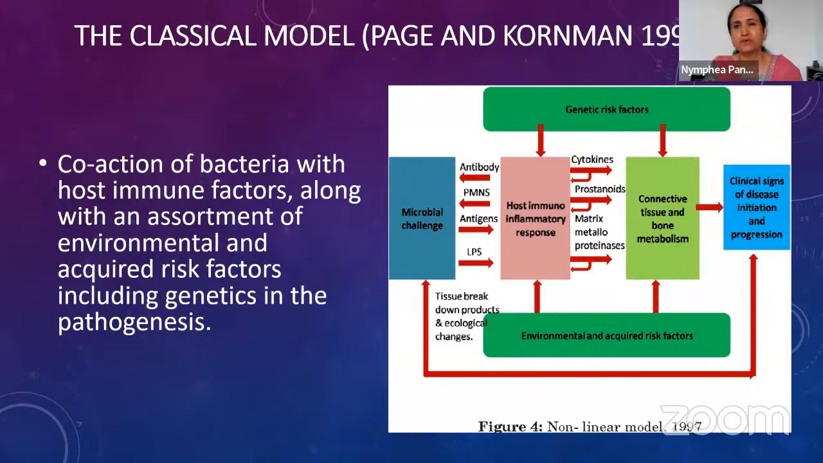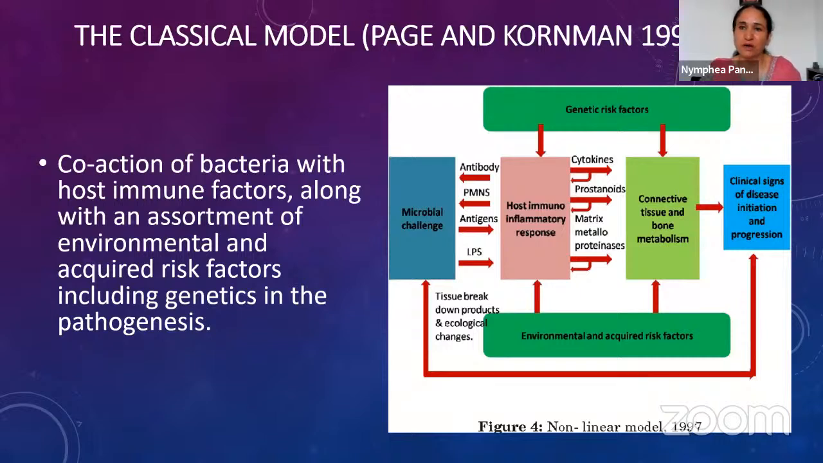And now in this, we thought that there's more contribution from the host rather than from the bacteria. This was the classical model, and this was the first non-linear model, in which the bacteria are not directly causing disease. This model gave an idea about the intricacies of the cytokines, prostanoids, matrix metalloproteinases, collagenases, and their interaction, and whether the disease could be stopped at some point depended upon how many pro-inflammatory cytokines were in the milieu, how many anti-inflammatory, and what the concentration of anti-inflammatory cytokines was.